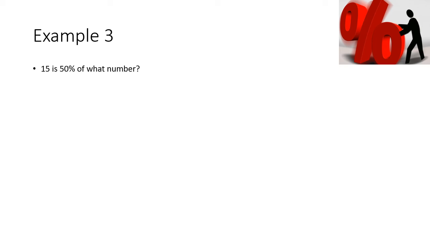15 is 50% of what number? Okay, we use our formula again. Part over whole equals part over whole. So if we put in our part, we know 50% is the part of the percent. 100 is always the whole of the percent. 15 is the part of the term that we're trying to find out the percentage of. And the whole of it, well, we don't know that. That's what we're trying to figure out.